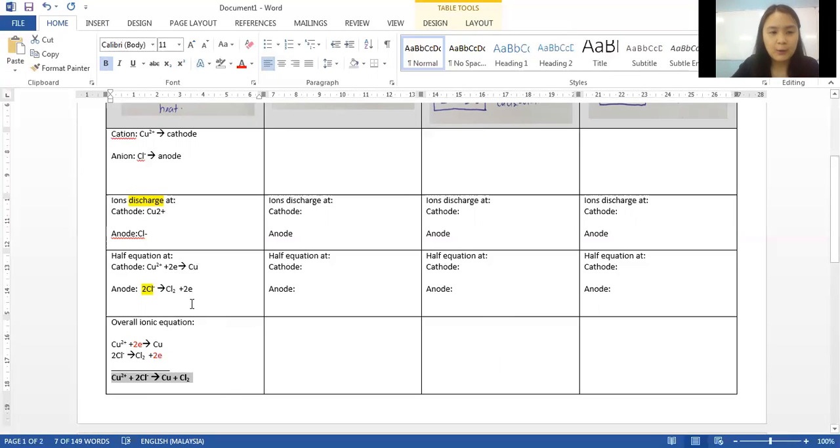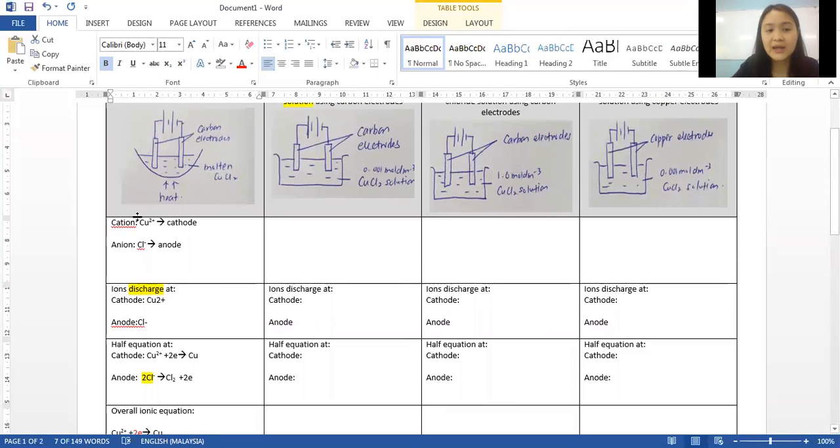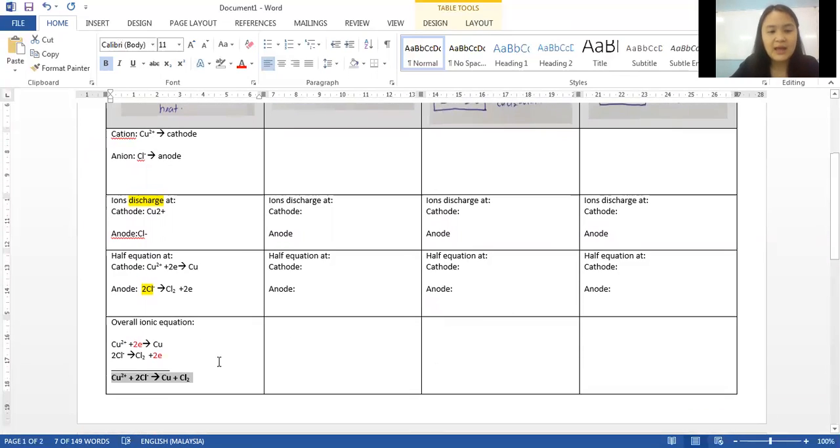Okay, so we are almost done with the first one. I've shown you how to look at the cathode and anode, how to see who goes to anode. We look into the cation and anion, and then we see who goes to cathode, who goes to anode, how they discharge by using a half equation to explain, and then how do you build an overall ionic equation.